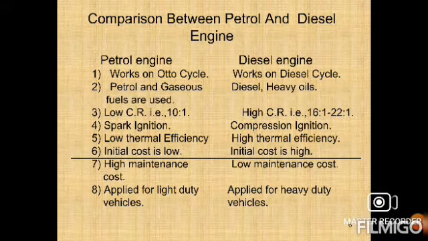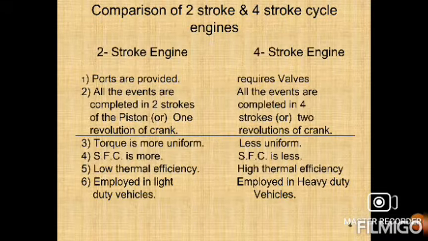Next, elimination of suction and exhaust strokes in two-stroke engines minimizes the frictional losses, so only some amount of frictional loss occurs. In four-stroke engines, the maximum amount of frictional losses is there. Two-stroke engines consume more lubricating oil, because the lubricating oil is mixed directly into the petrol. Four-stroke engines consume a lesser amount of lubricating oil.